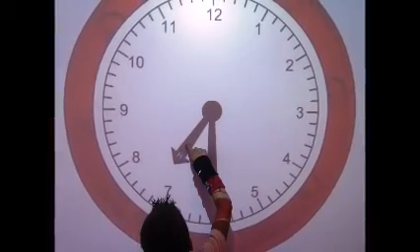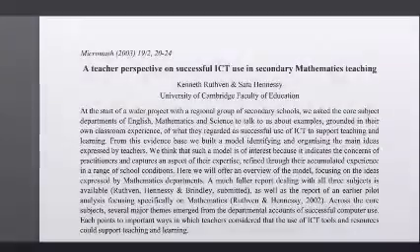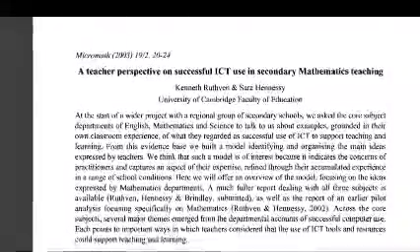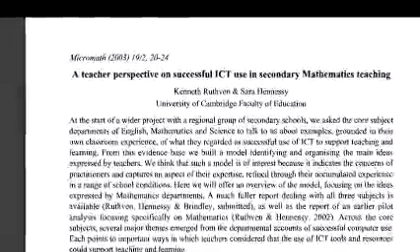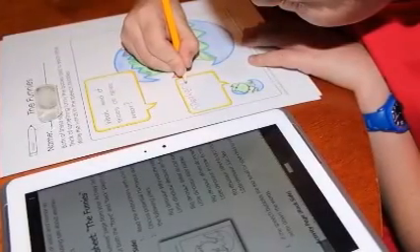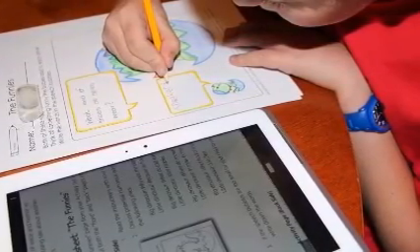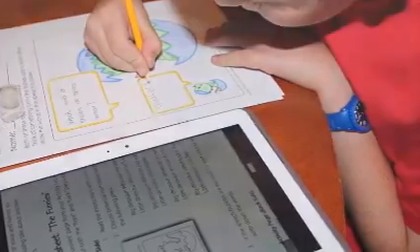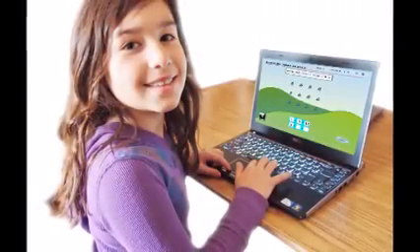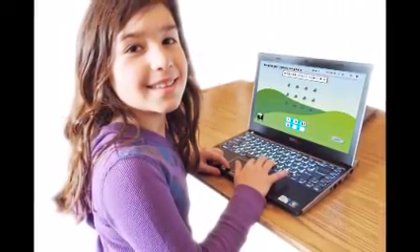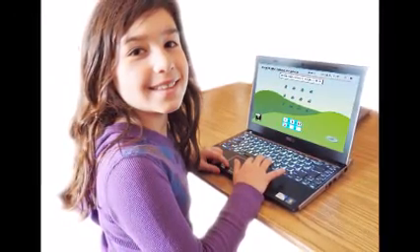Kenneth Ruthven and Sarah Hennessy explored the use of ICT in the mathematics classroom. They found that students are much more willing to explore a problem and make a mistake and then try again in a digital setting versus pen and paper. The explanation being that they were more willing to explore the question and reasoning for an answer, and there was less fear involved in getting something wrong.